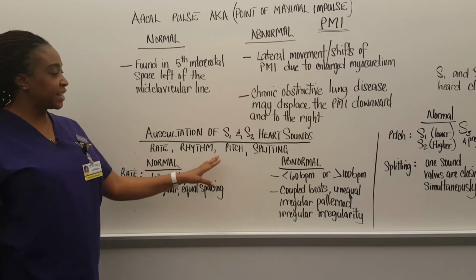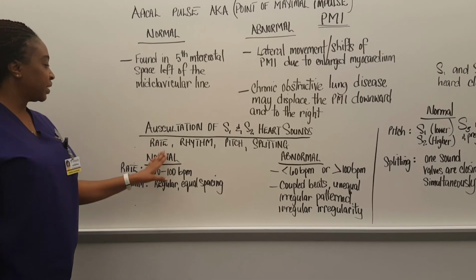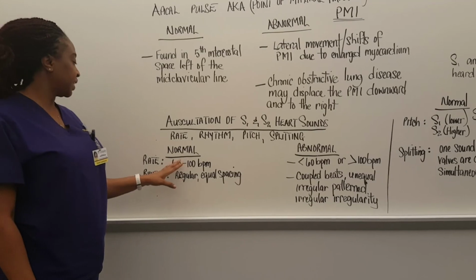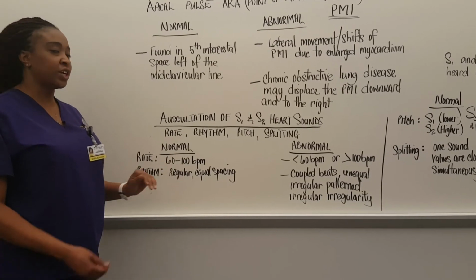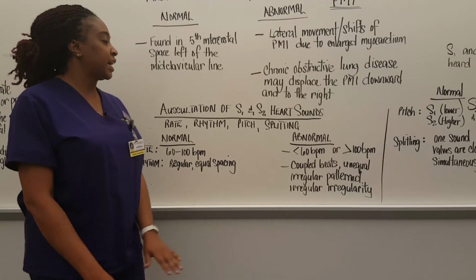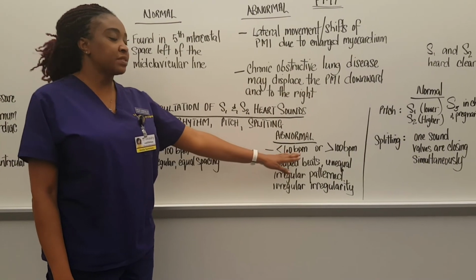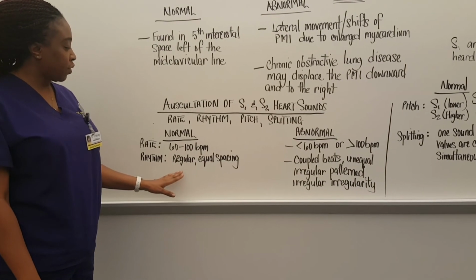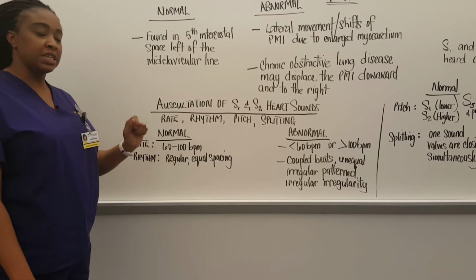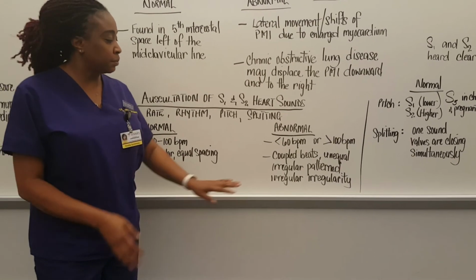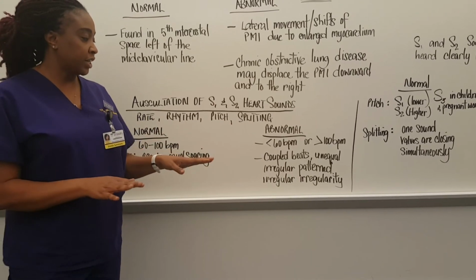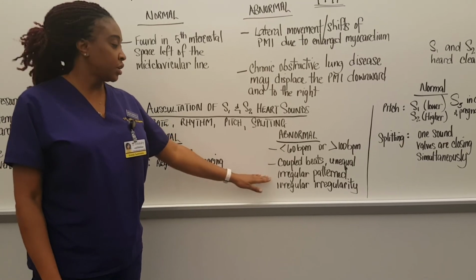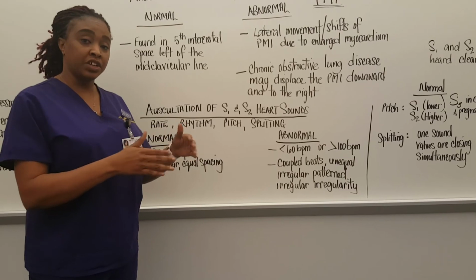When auscultating for S1 and S2 heart sounds, we look for the rate, the rhythm, pitch, and for splitting. A normal finding in the rate would be that it's between 60 to 100 beats per minute. Abnormal would be that it's below 60 beats per minute or it's above 100 beats per minute. When looking at the rhythm, we're listening for regular and equally spaced beats. Abnormal would be that the beats are coupled together or that it's unequal. Another abnormal finding would be that the beating is irregularly patterned or there is even irregularity.